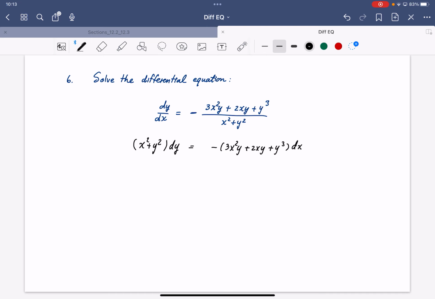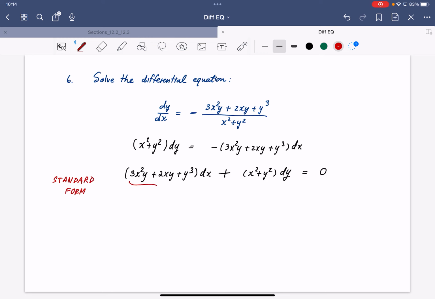So I move everything around, and I get this one. Then I can move the right hand side to the left hand side. So I get 3x squared y plus 2xy plus y cubed dx, and then plus x squared plus y squared dy. This thing is equal to 0. So this is in the standard form already.